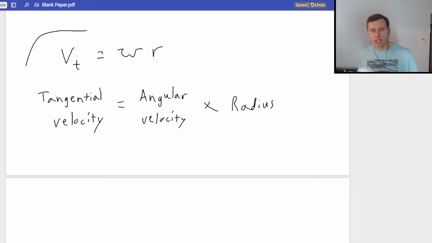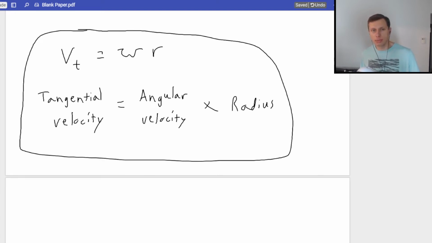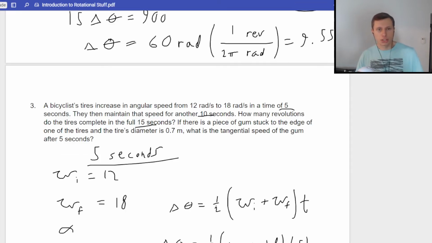And this equation right here is so important because it's never going to tell you explicitly that you need to know this equation. You need to have it in your back pocket ready to pull out at any moment, because if you don't, then you have no hope of answering this question. So let's go back to the question.